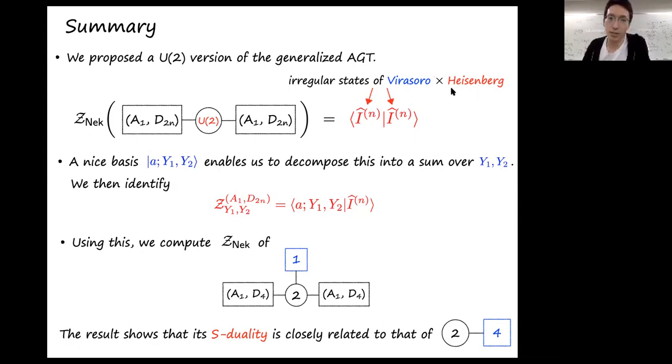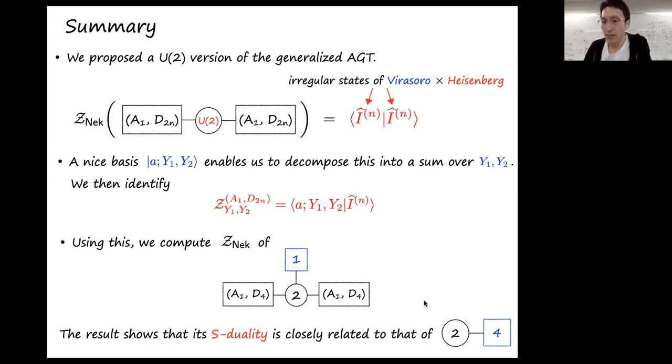This basis is there because we consider this product of the algebra. If you only think about Virasoro, this basis is not there. And using this decomposition, we identify this guy as the contribution from the path integral of the Argyres-Douglas sector in the instanton background. And using this conjecture, we computed the partition function of this guy, and that result shows that the S-duality of this guy is closely related to the S-duality of this guy.